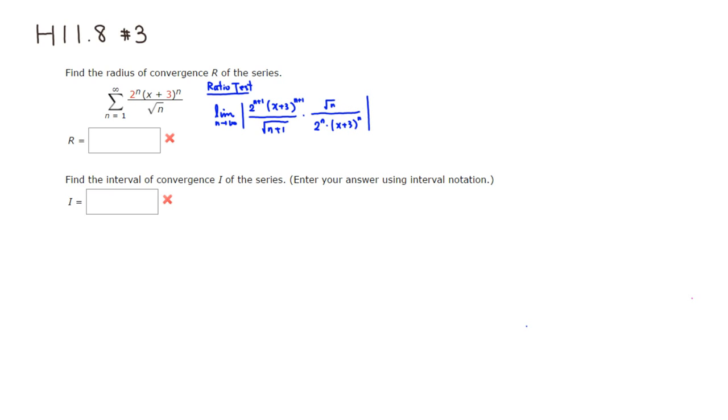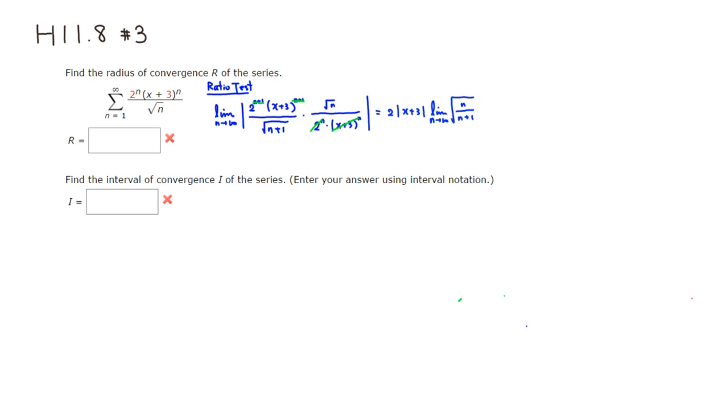Then we can simplify. You can see that we can cancel x plus 3 to the n, and you have 1 extra there. And the same thing here, you have a 1 extra too. So what you get is, 2 has nothing to do with n, and the absolute value of x plus 3 has nothing to do with n. So you have the limit as n approaches infinity, and you have both square roots, so I'm going to put them under the same square root, with n on top and n plus 1 on the bottom.